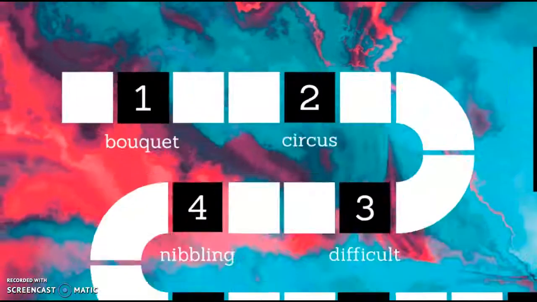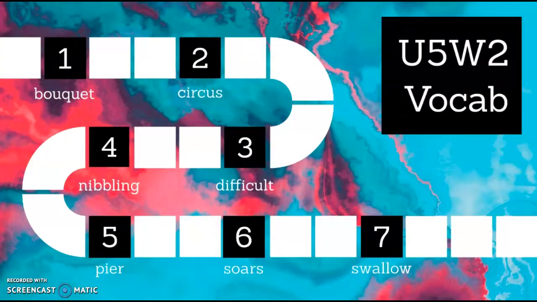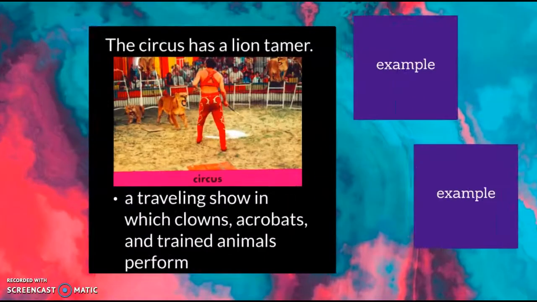And that is bouquet. Putting a number 2 down on our notebook paper is circus. The circus has a lion tamer. Let's say that word together. Circus. A circus is a traveling show in which clowns, acrobats, and trained animals perform. So next to number 2, let's write down circus and our definition. Remember, put me on pause if you need extra time to write that down.